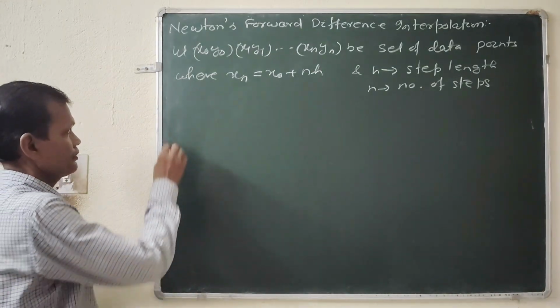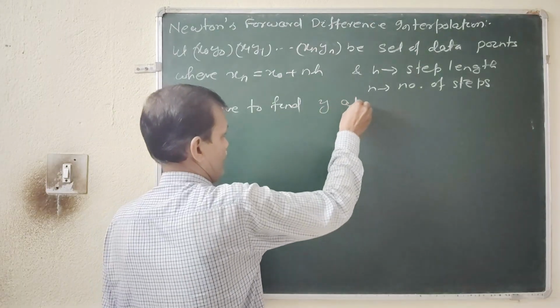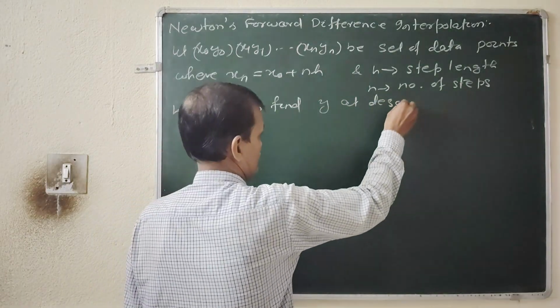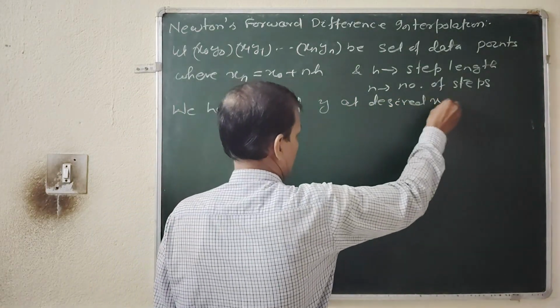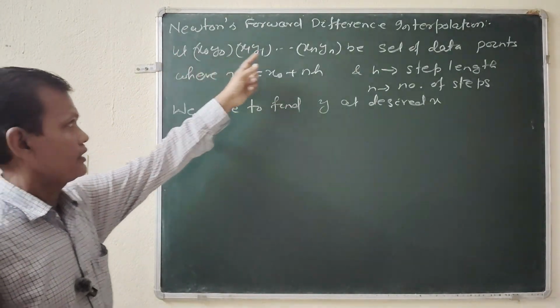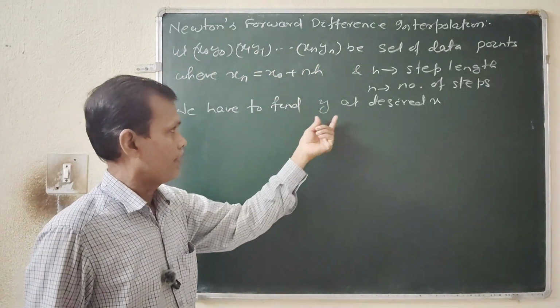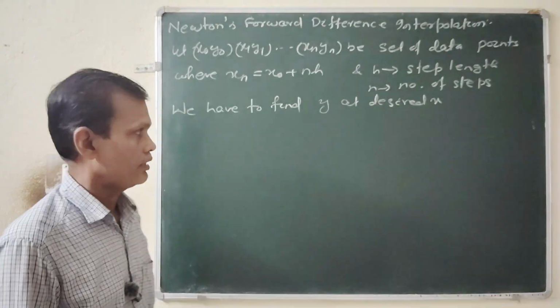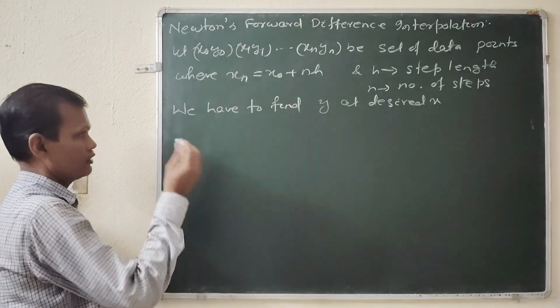we have to find y at the desired x. Okay, that means this is our question. This data will be given, we have to find y at x. Okay, now we will start the proof.